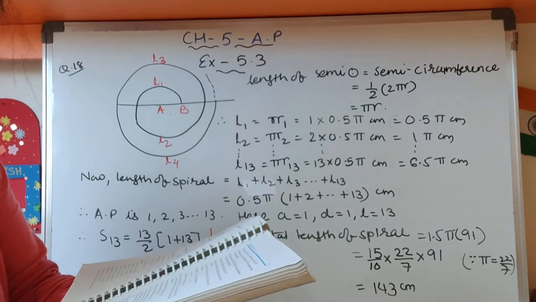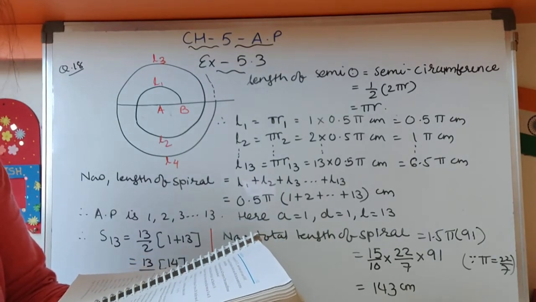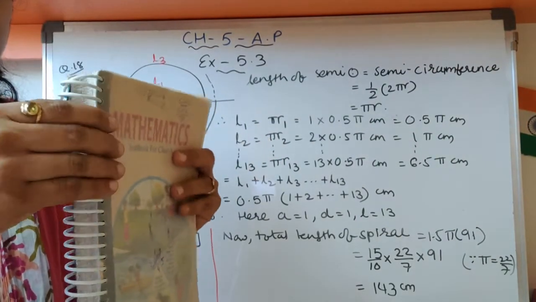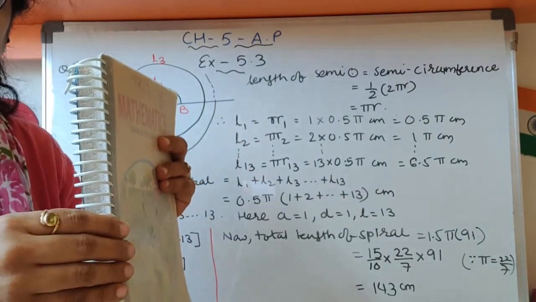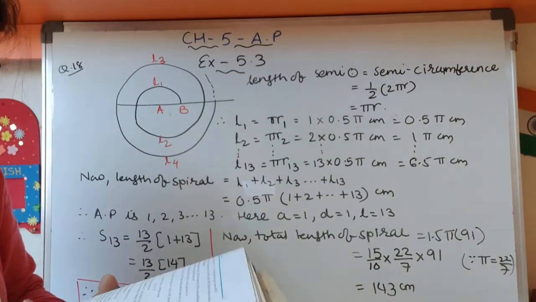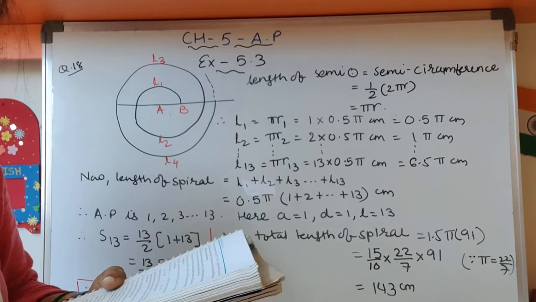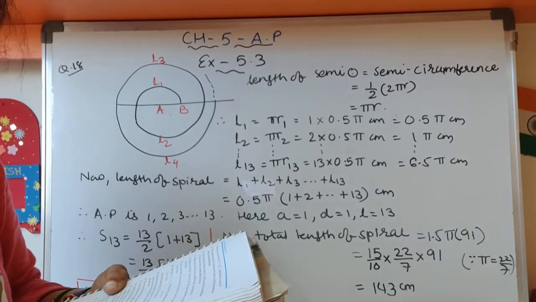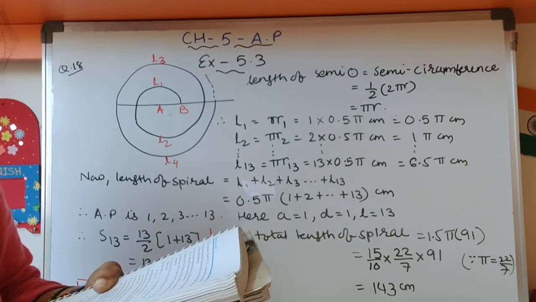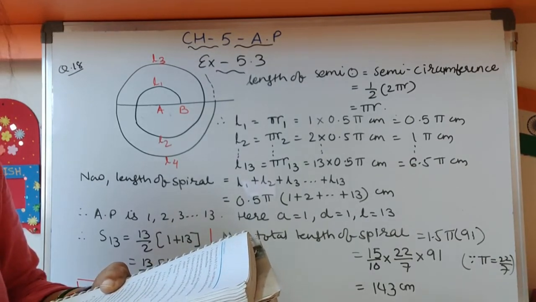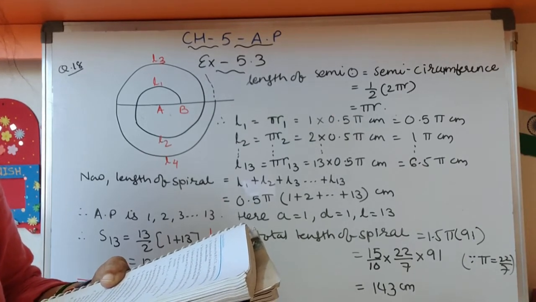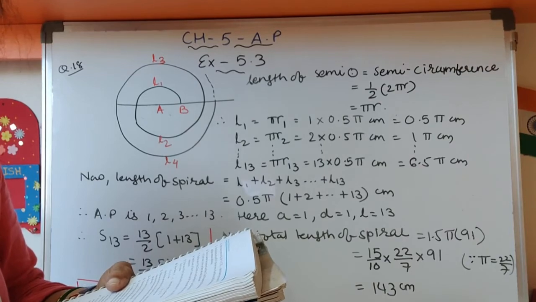18. A spiral is made up of successive semicircles. Have you seen the spiral binding? This book has a spiral binding, right? Okay, this is called a spiral binding. Now, a spiral is made up of successive semicircles with centers alternately at A and B, starting with the center at A, of radii 0.5 centimeter, 1 centimeter, 1.5, 2, as shown in the figure.